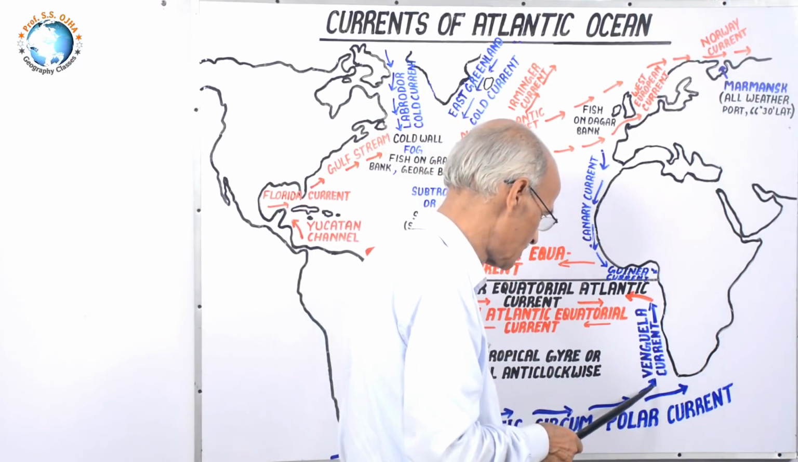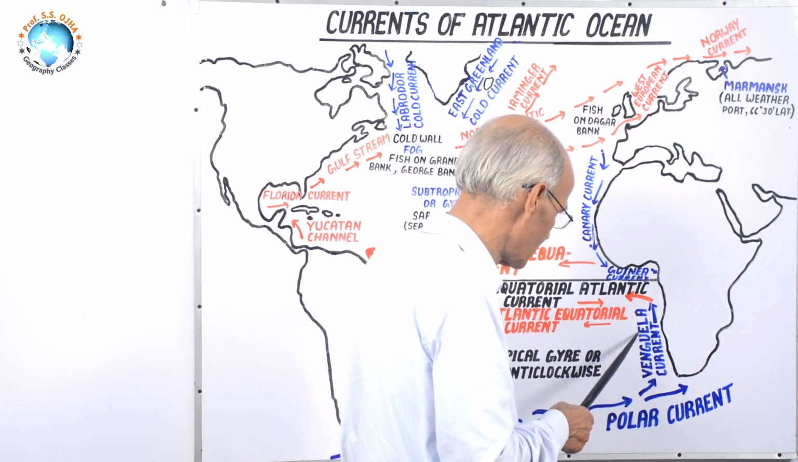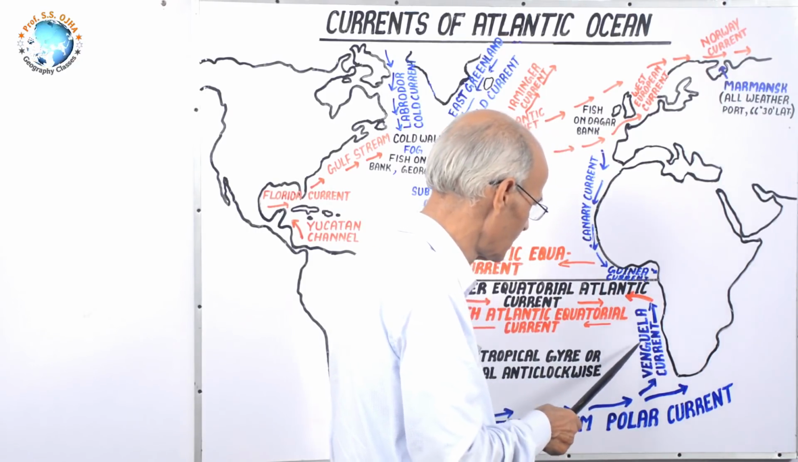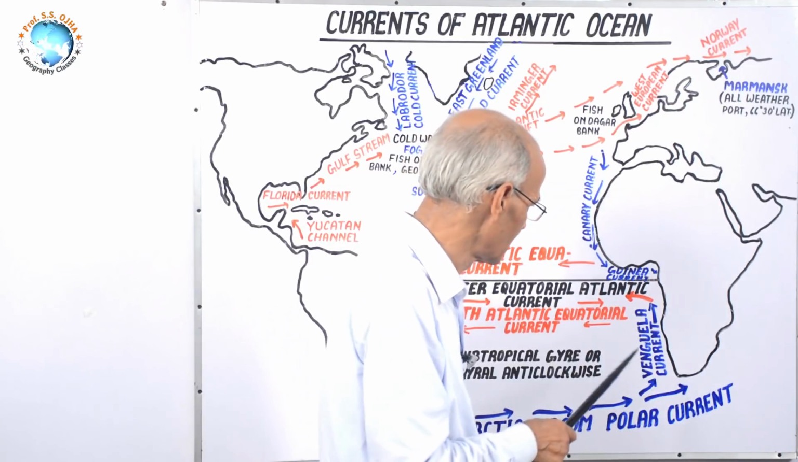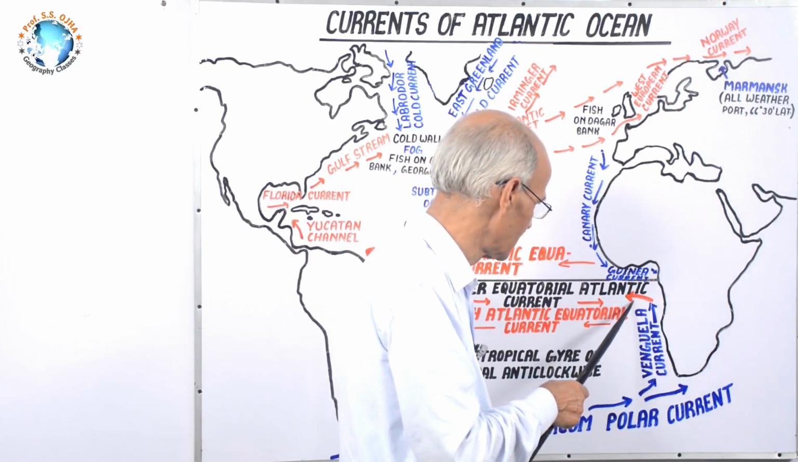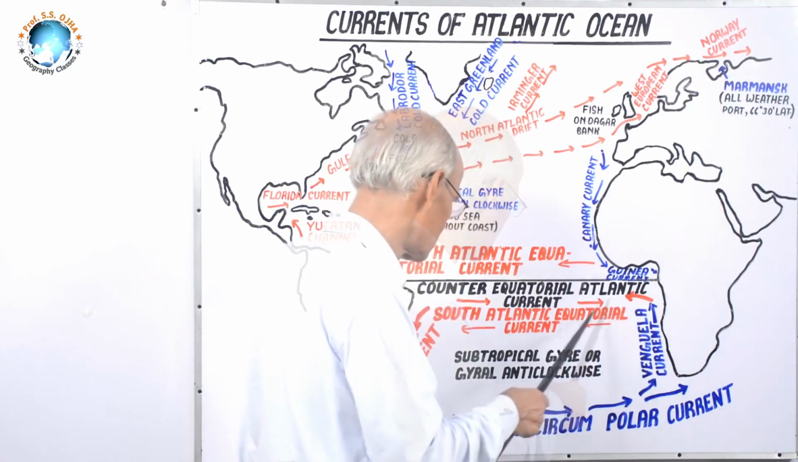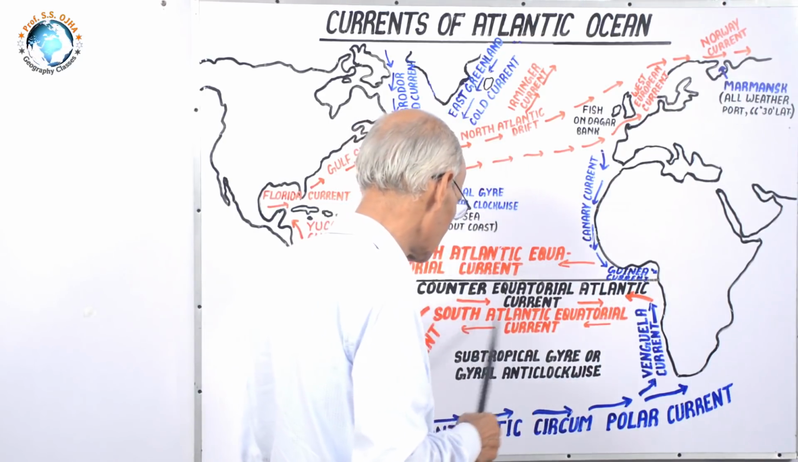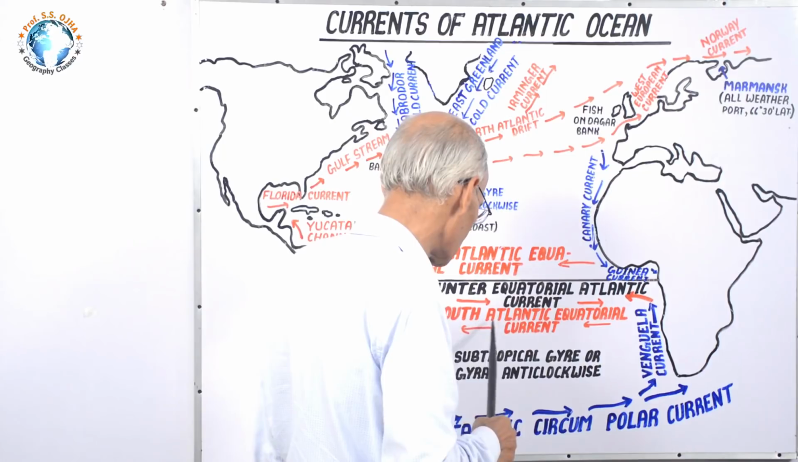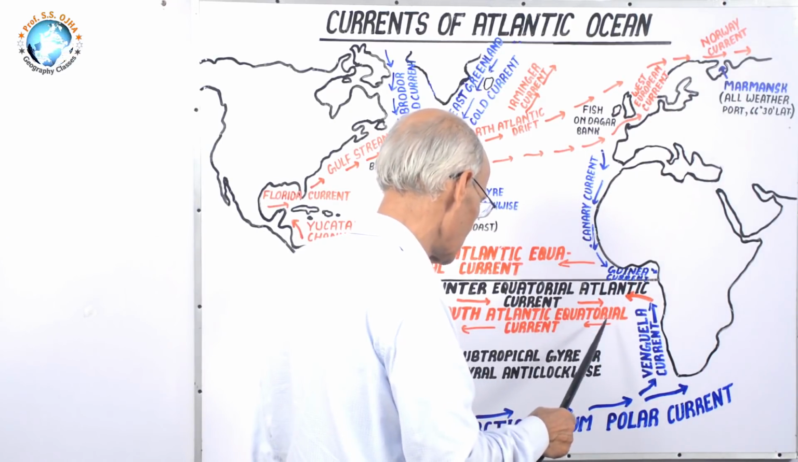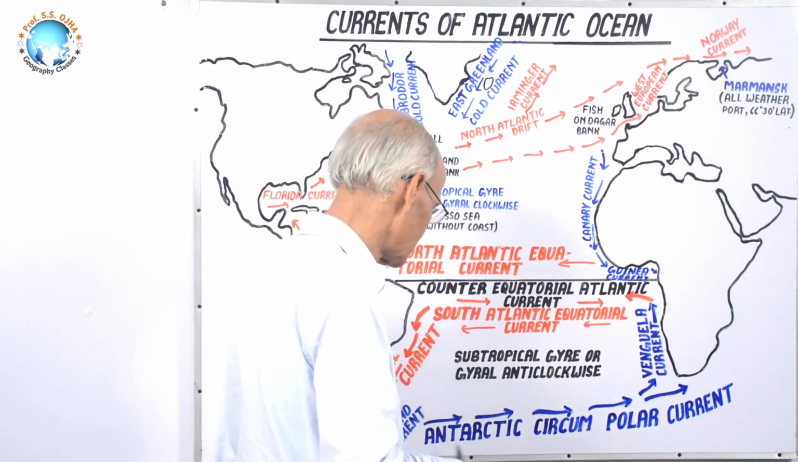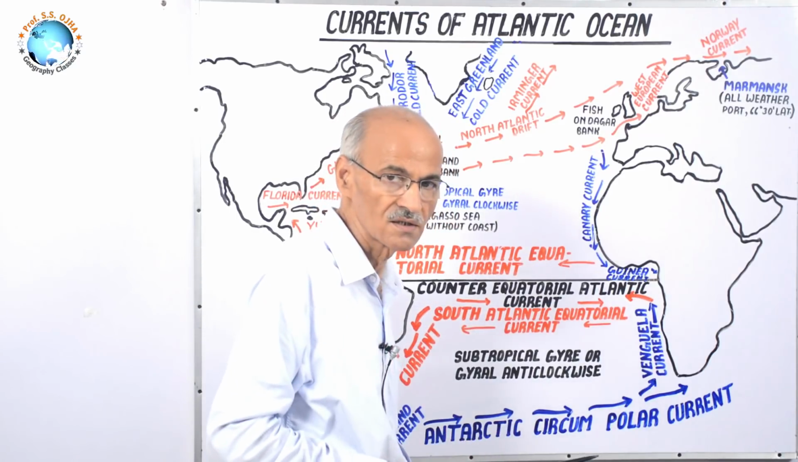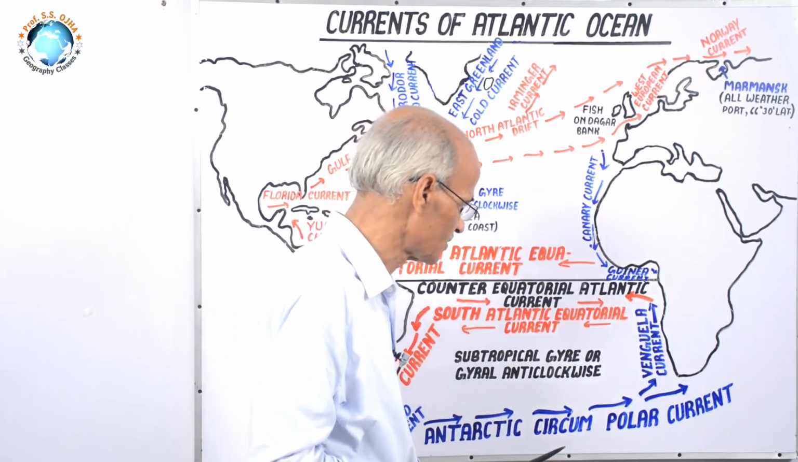And this is a cold water current which slowly moves north, and relatively its water becomes warmer and then it flows. Thus, just behind this is the South Atlantic Equatorial current. Thus, there is one system of currents in the South Atlantic Ocean.